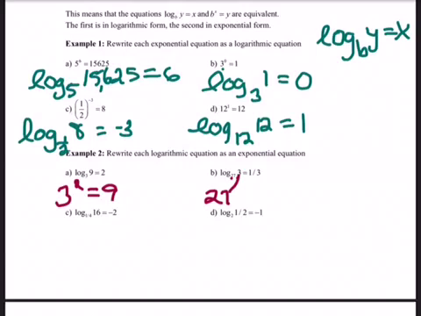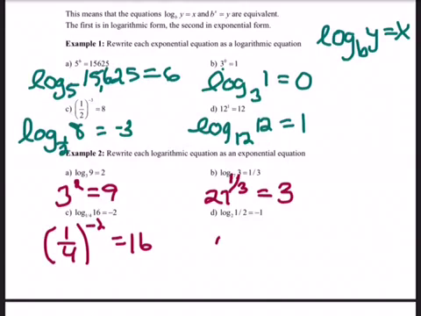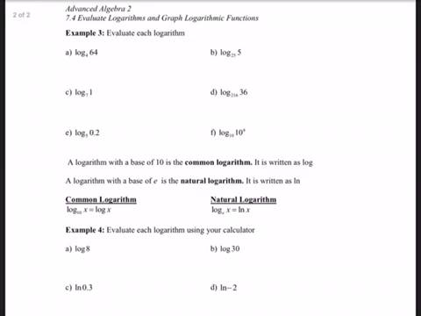27 to the 1/3, which remember 1/3 power means cube root, so cube root of 27 is 3. 1 over 4 to the negative 2 power is 16. And 2 to the negative 1 power is 1/2. So you should be able to go forwards or backwards, and I should be able to plug these into my calculator, like A, B, C, or D in example 1 here, in order to evaluate. All right, so we're going to do just that.